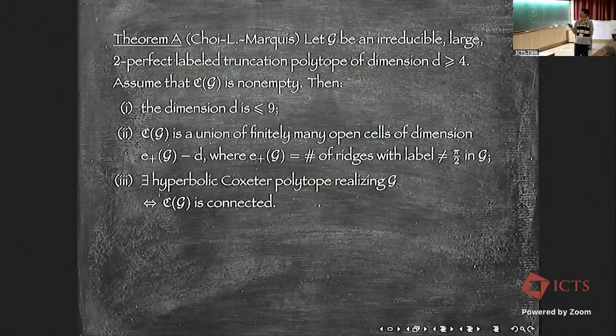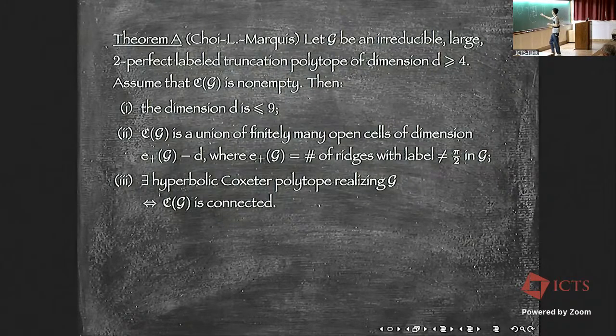Moreover, this deformation space is a union of open cells of dimension something, but this something, here the E plus minus D, here the E plus is simply the number of ridges with the label different from π over 2.